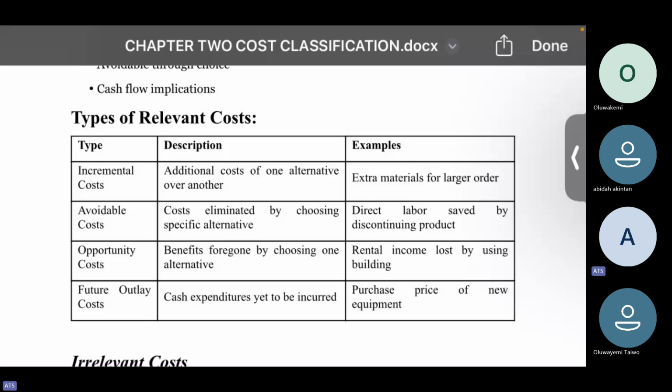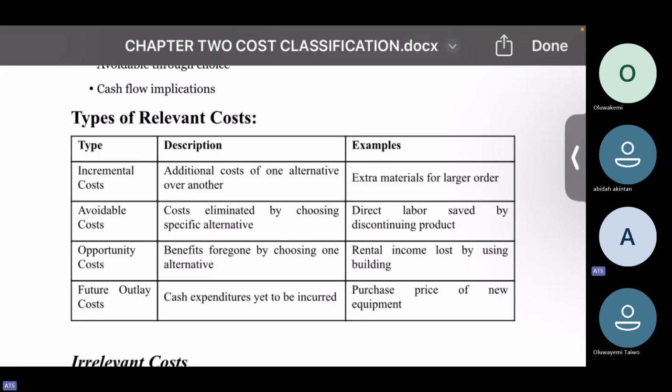So you have to take notes of all those incremental costs that will occur if you add to your regular production level, right? Then there are also avoidable costs, right?